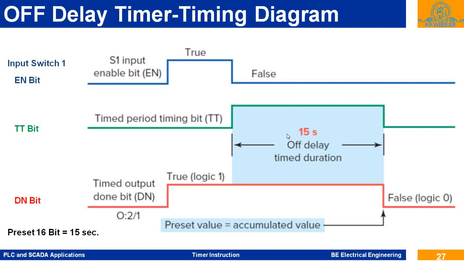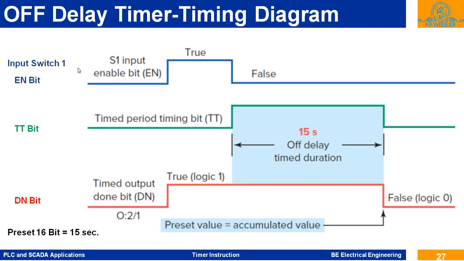And when the accumulator count is 15, which is equal to the preset value, the preset value is equal to the accumulated value, so your done bit goes false or is reset. With the done bit reset, your timer timing bit is also reset. Or we can say the accumulator stops counting, and the timer timing bit is reset, goes to the false condition, or to logic 0. So in this way, this off delay timer works.